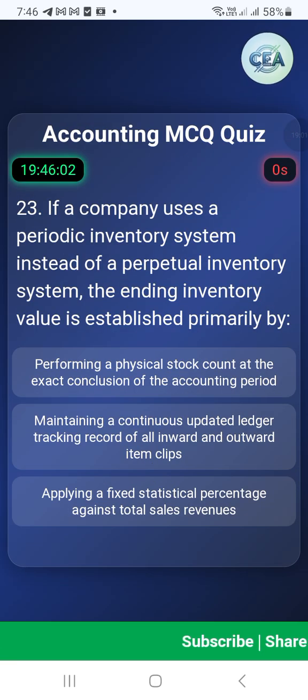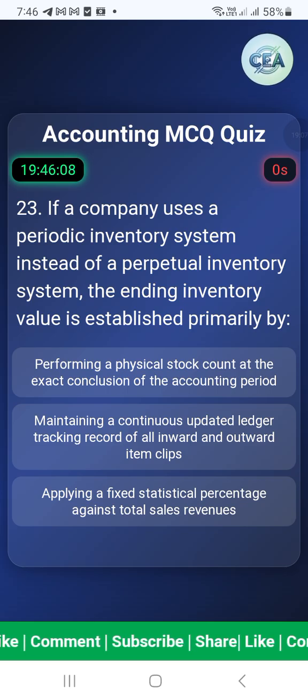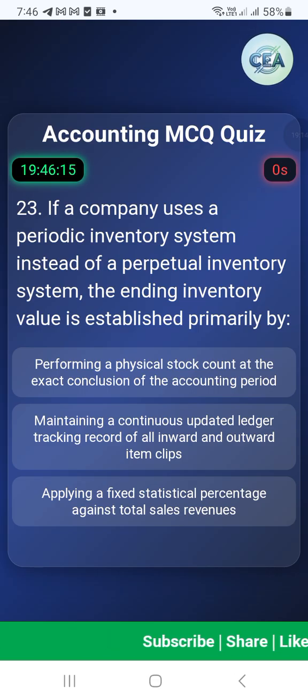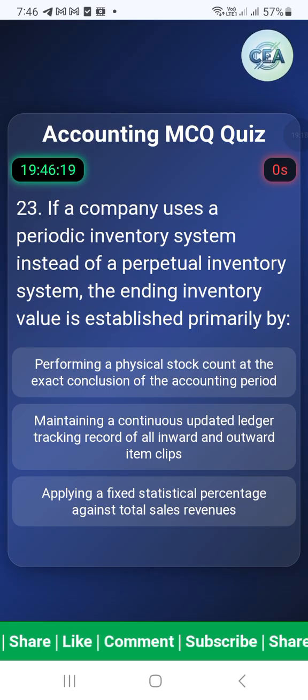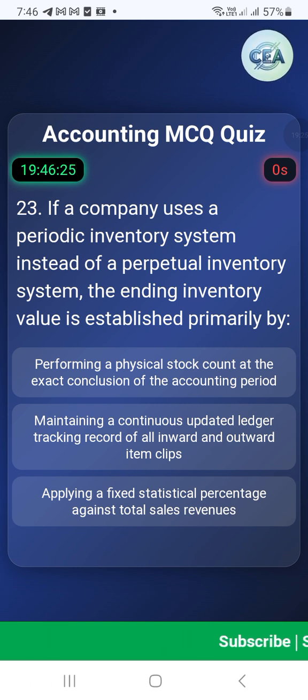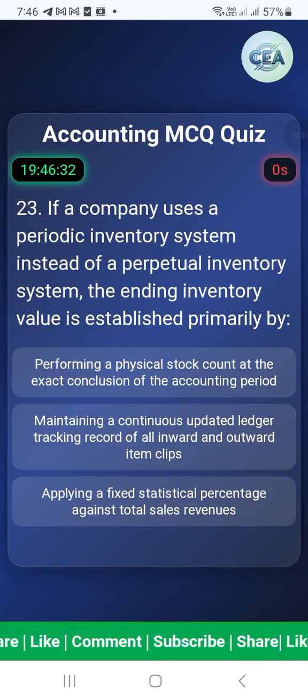23. If a company uses a periodic inventory system instead of a perpetual inventory system, the ending inventory value is established primarily by Option 1. Performing a physical stock count at the exact conclusion of the accounting period. Option 2. Maintaining a continuous updated ledger tracking record of all inward and outward item flows. Option 3. Applying a fixed statistical percentage against total sales revenues.